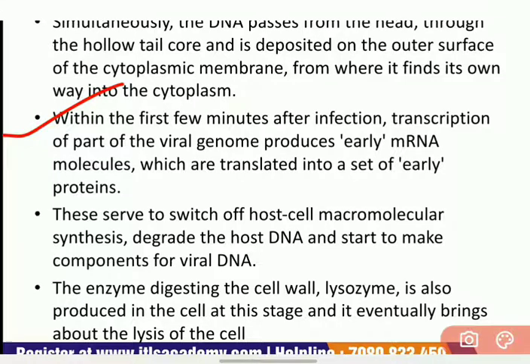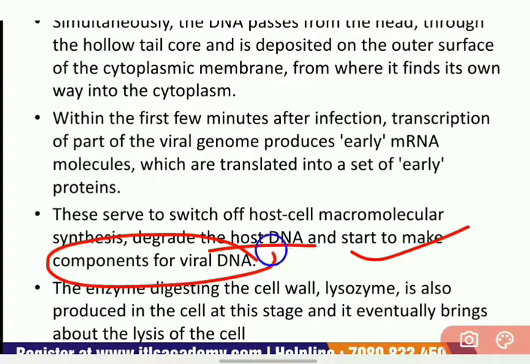Within the first few minutes after infection, transcription of a part of the viral genome produces early mRNA molecules, which are translated into a set of early proteins. These serve to switch off host cell macromolecular synthesis and degrade the host DNA and start to make components for viral DNA.